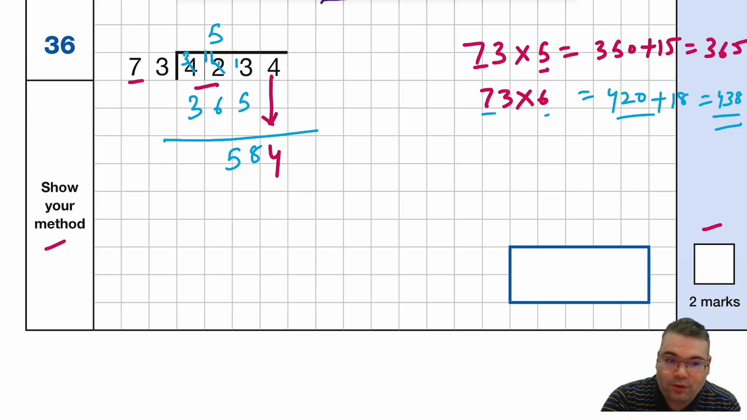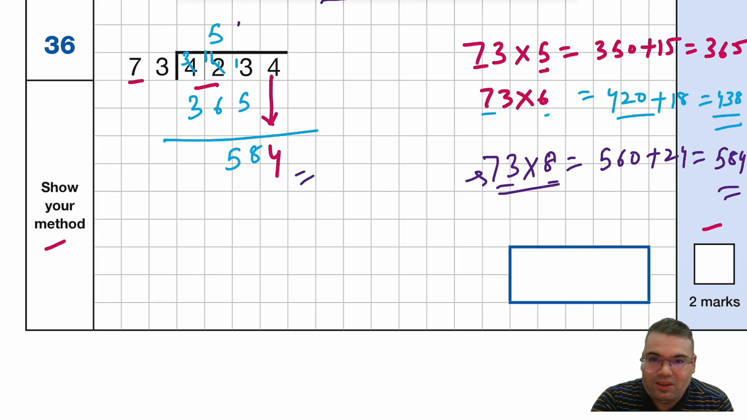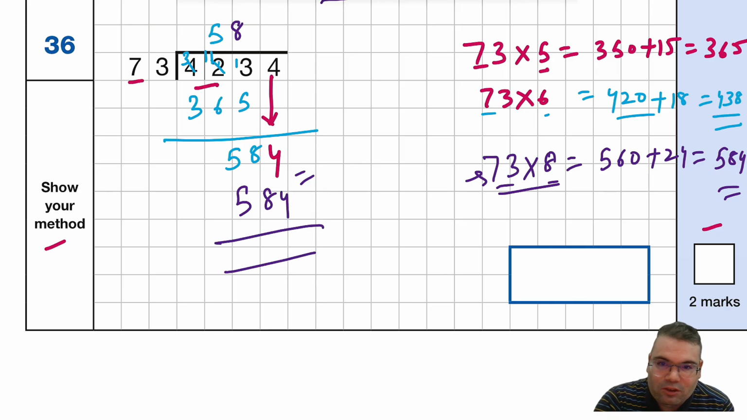Now just check that 7 goes on which number to 58? 7 times 8 is 56. 7 times 9 is 63. So 9 will be greater. Okay, let's just try with 8. Now 73 times 8. So 70 times 8 is 560. 3 times 8 is 24. So 560 plus 24 is 584, which is exactly 584. So you just multiply with 8. So that is 584. Okay. So our answer is 58.